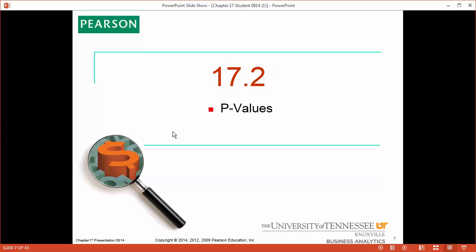How are we going to do this? We will do this with p-values. P-values are our degree of evidence. That's very important. A p-value is your degree of evidence.